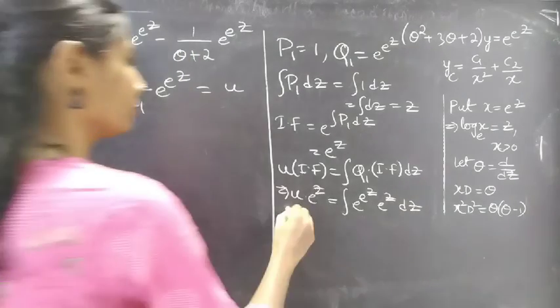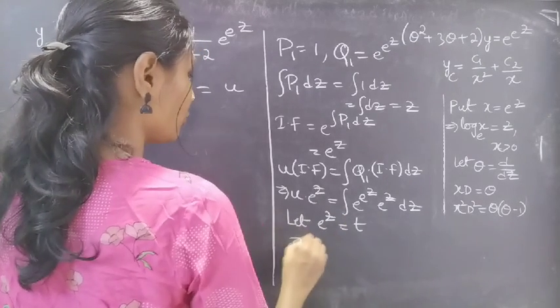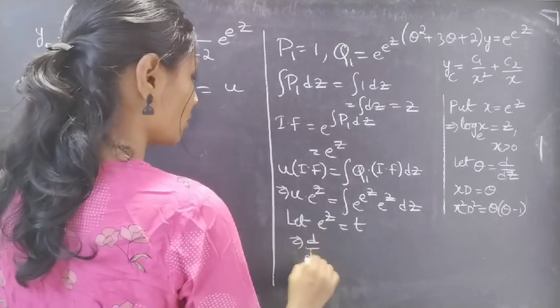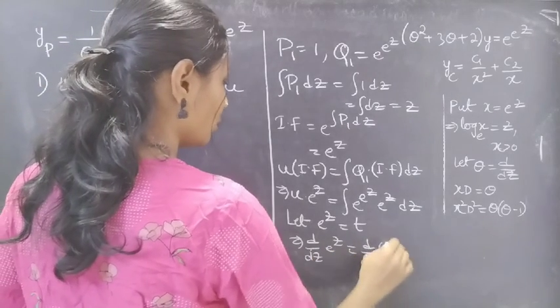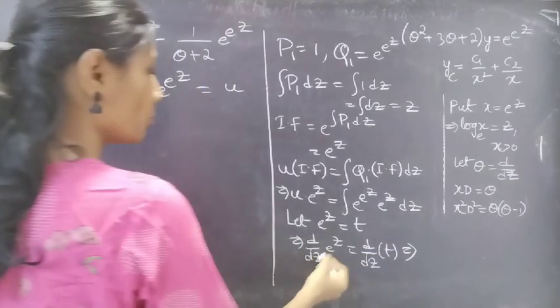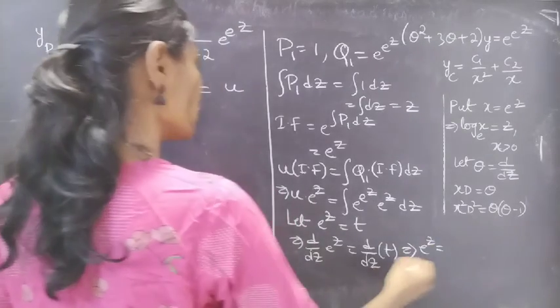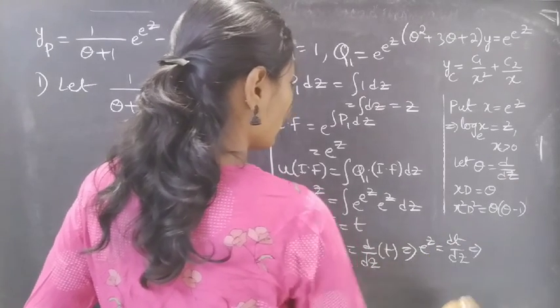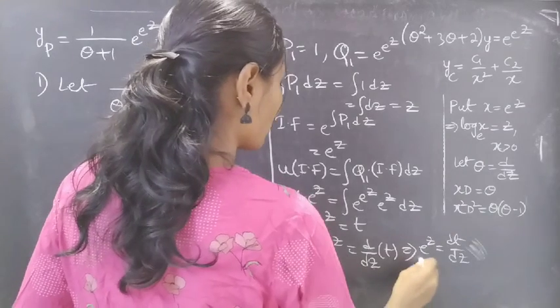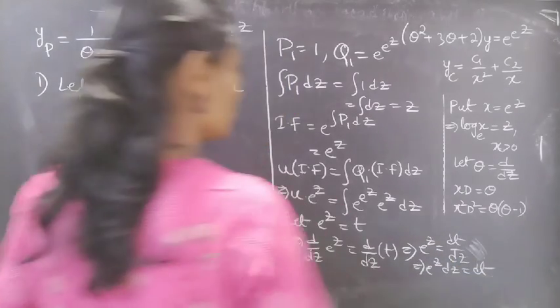Let e power z equal t. Now differentiate on both sides with respect to z. We'll get derivative of e power z with respect to z, e power z, equals derivative of t with respect to z, dt by dz. Then we'll get e power z dz equals dt.